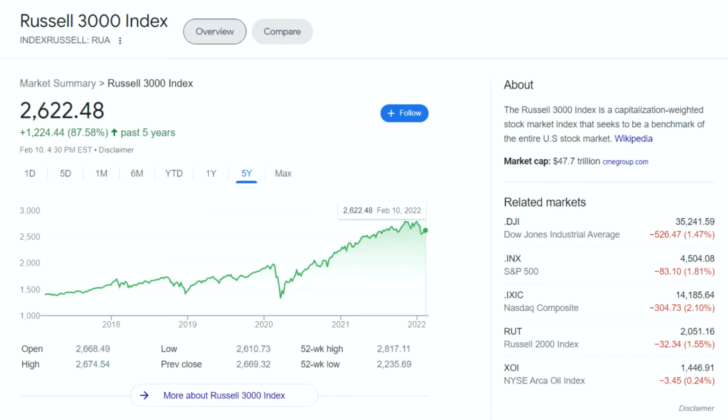Now, if you look at the fact sheet, the prospectus, and any of the marketing material, it'll tell you that the index it's competing with is the Russell 3000. Now, if you decided to use an ETF or just invest in the Russell 3000 yourself, you would actually be up 87% in the same 5 years.